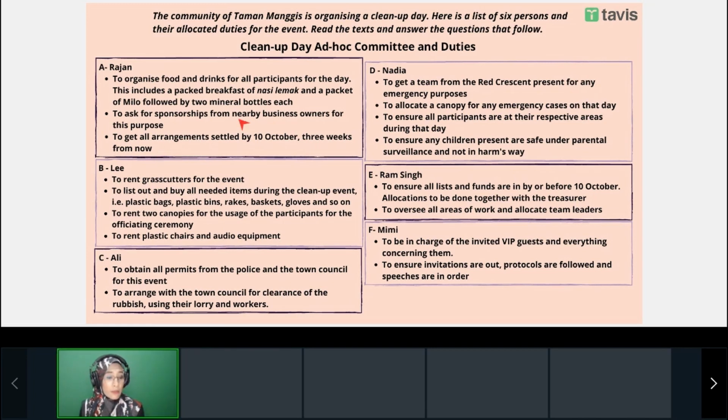So arrangements of the whole event by 10th October. So please note that. How do you do it? You try and highlight, or you can try and underline. All right, so let's try and underline. So here, underline food and drinks for all participants. And then he is responsible to ask for sponsorships from the business owners, and he is also responsible for the arrangements to be settled by 10th October.